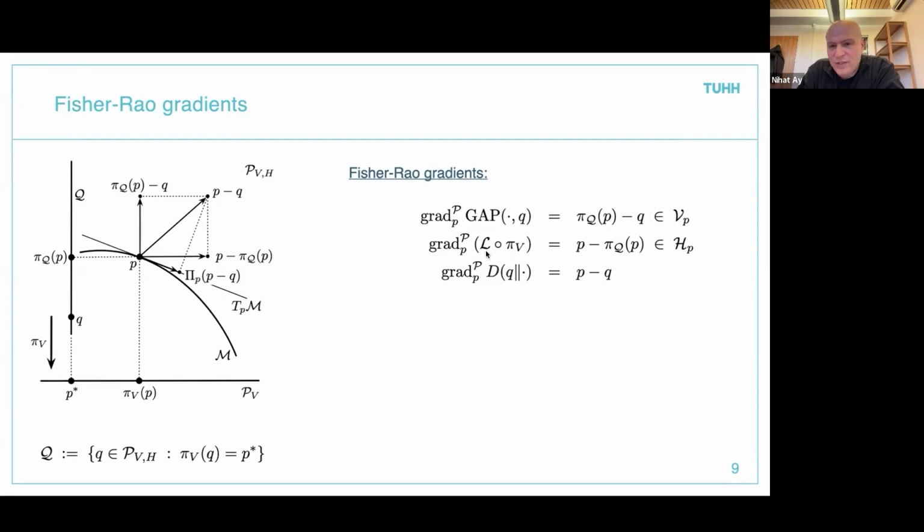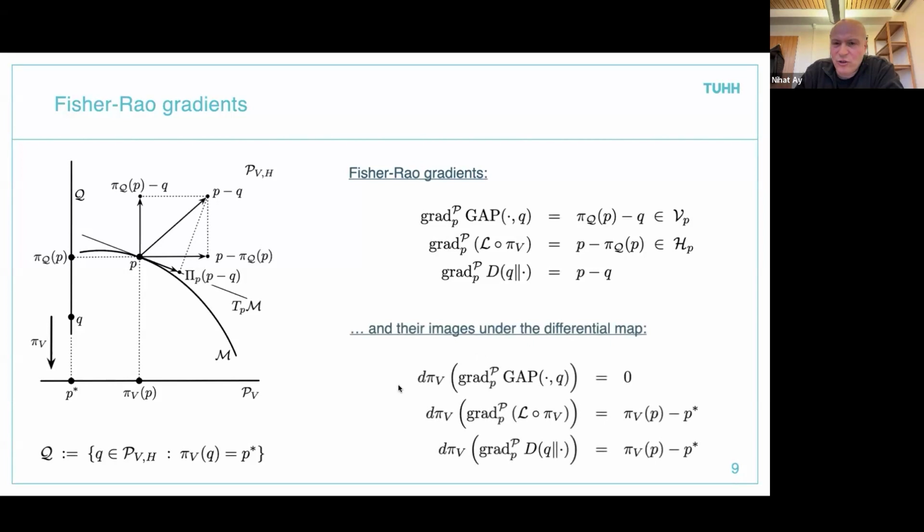The Fisher-Rao gradient of the second term of the Kullback-Leibler divergence, so the function that we want to optimize, points in this direction. It's p minus pi q of p. So it's in the horizontal direction. And of course, the Fisher-Rao gradient of the sum of the two is simply this vector here. Now, if we want to apply the natural gradient method on M, we have to project that vector or all the vectors onto the tangent space of TPM. But just in order to illustrate the mechanisms that I'm trying to highlight here, let's ignore this projection and let's consider the calligraphic M to be simply the full set. So we only deal with these Fisher-Rao gradients.